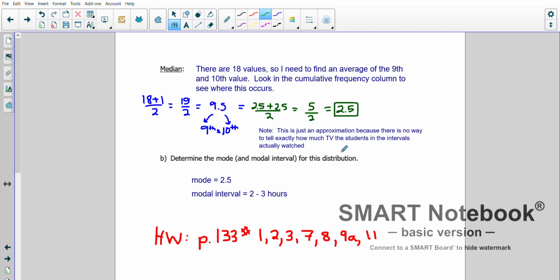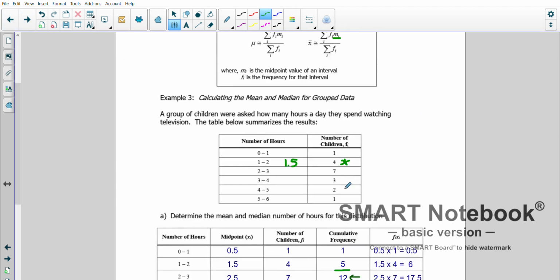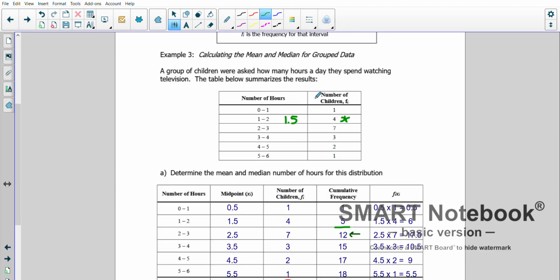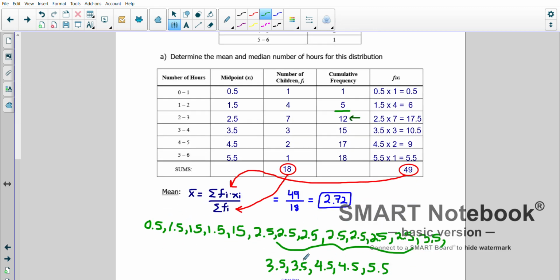So there are 18 values. So I need to find, as we did before when we were calculating median, an average of the 9th and 10th value. So this is me showing the 18 plus 1 divided by 2, 9.5. I'm going to find the 9th and the 10th. Now, how am I going to find this from an interval chart? It's not as easy. Now, if I said, hey, here's all the data, find the 9th and the 10th, well, it would be no problem.